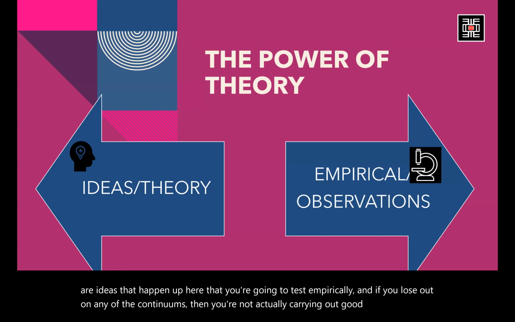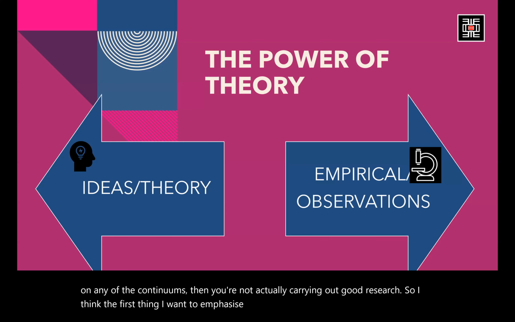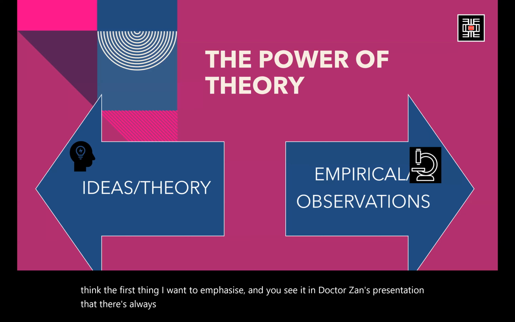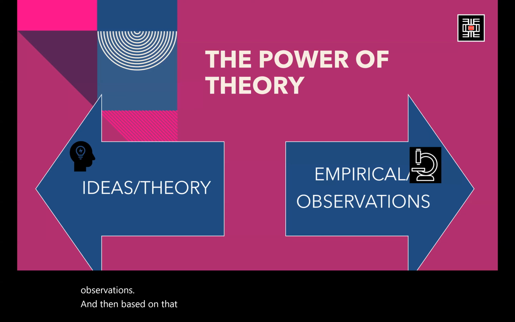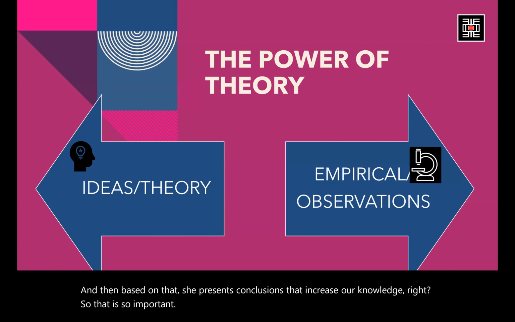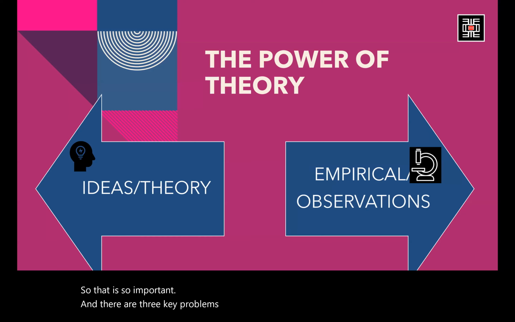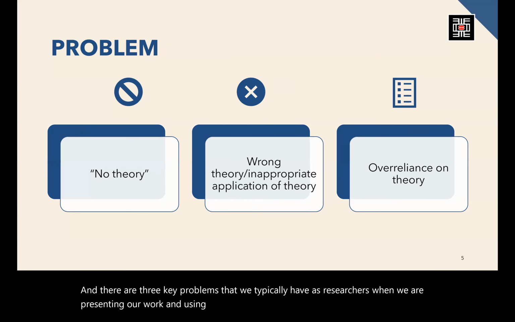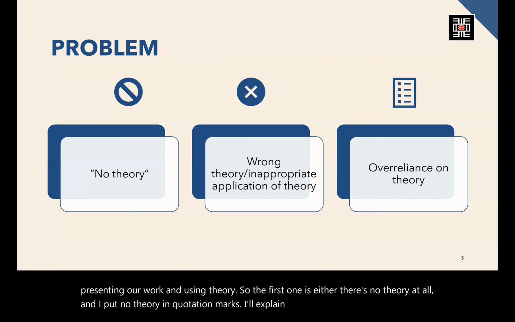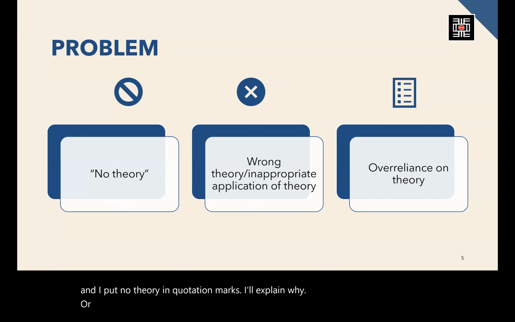So I think the first thing I want to emphasize, and you see it in Dr. Zhang's presentation, is that there's always the ideas, which is your theory, and then she shows you the observations. And then based on that, she presents conclusions that increase our knowledge, right? So that is so important. And there are three key problems that we typically have as researchers when we are presenting our work and using theory. The first one is either there's no theory at all, and I put no theory in quotation marks, I'll explain why, or we're applying the theory poorly or wrongly, or we are overly relying on theory, okay? So those are the three things.